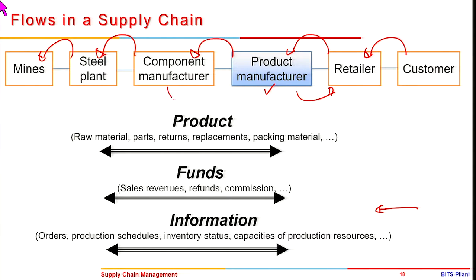Similarly, component manufacturers may also share their production schedule with the product manufacturer. So product manufacturer, based on the schedule of the component manufacturer, may schedule its own production. So flow of information may happen in the direction which is from right hand side to left hand side, and similarly it may also move in the right hand side. Inventory status.